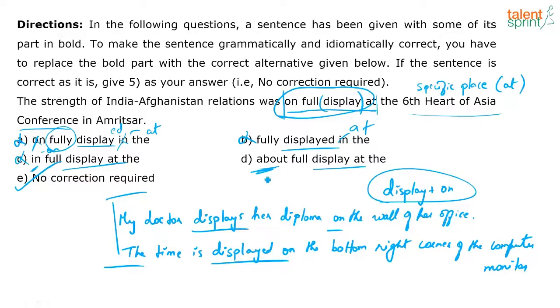D, we know that "about full display at the" is grammatically incorrect, so out. So that leaves us with the right option in the context itself, which is no correction required. "The strength of India-Afghanistan relation was on full display at the 6th Heart of Asia conference in Amritsar."